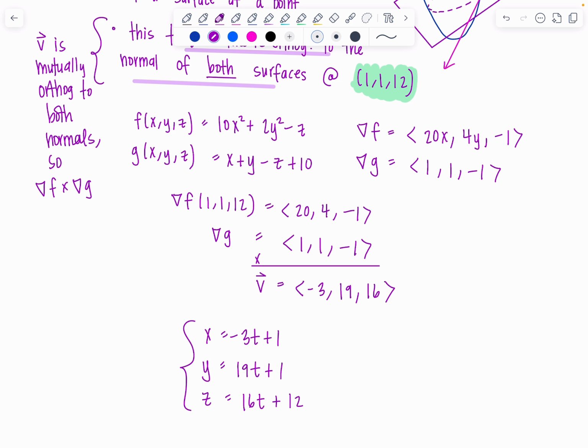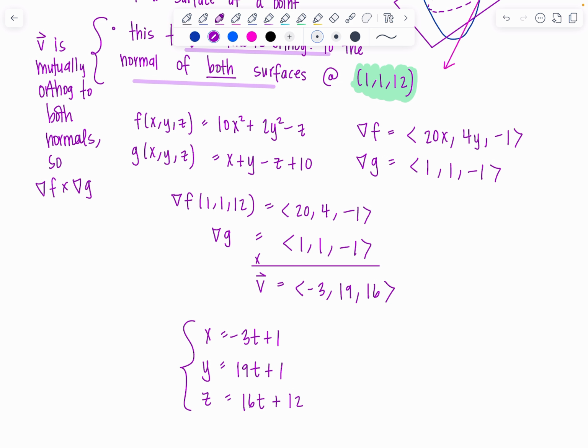Okay. Just remember, tangent lines are orthogonal to normal lines. And then since this tangent line was on the curve of intersection, it was orthogonal to both normals from the surfaces. Therefore, it's mutually orthogonal. Anytime you hear mutually orthogonal, you should think cross product, cross product.